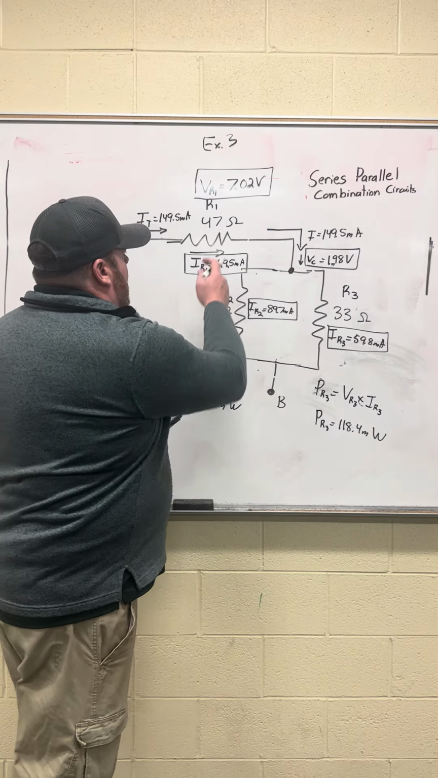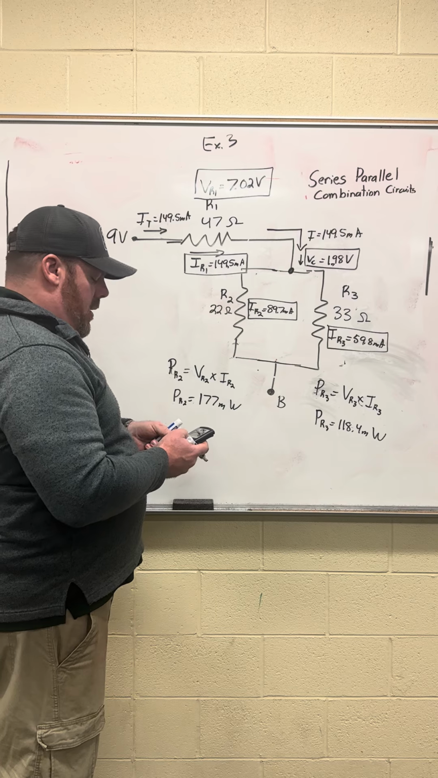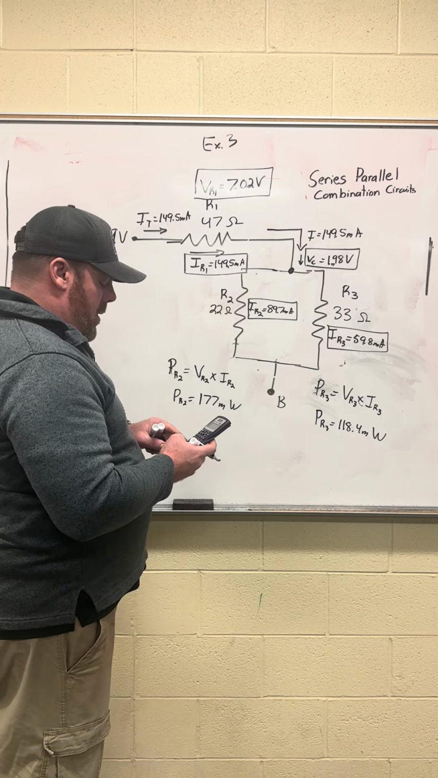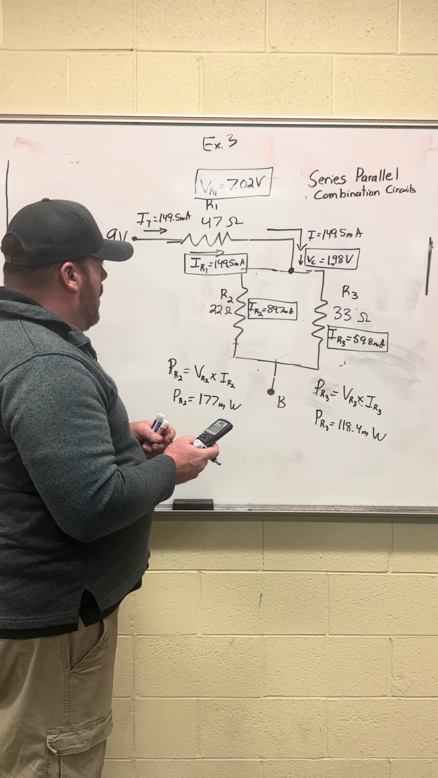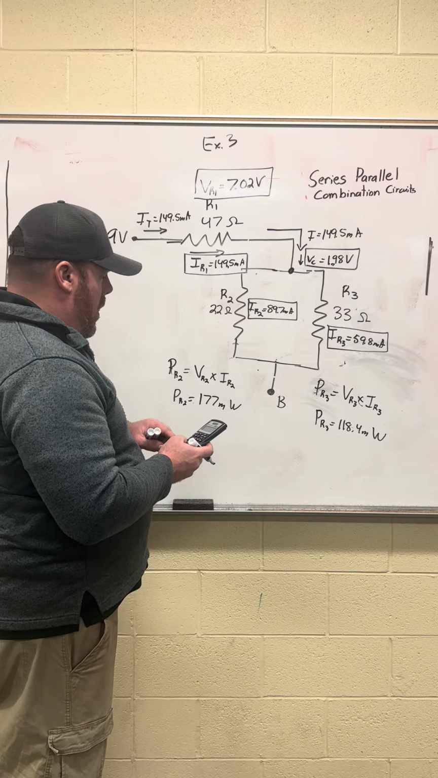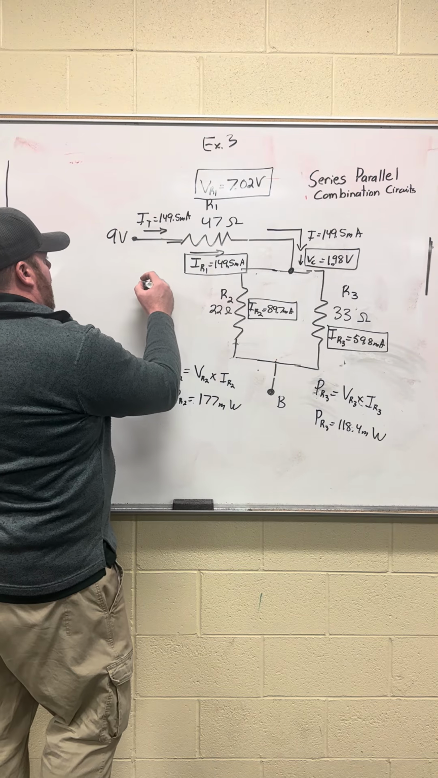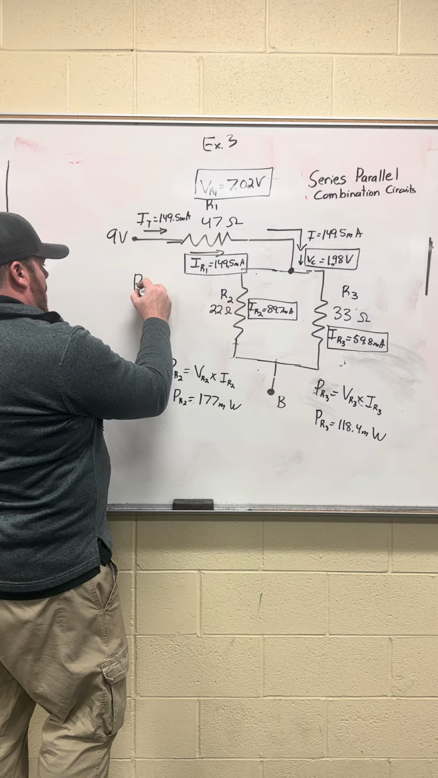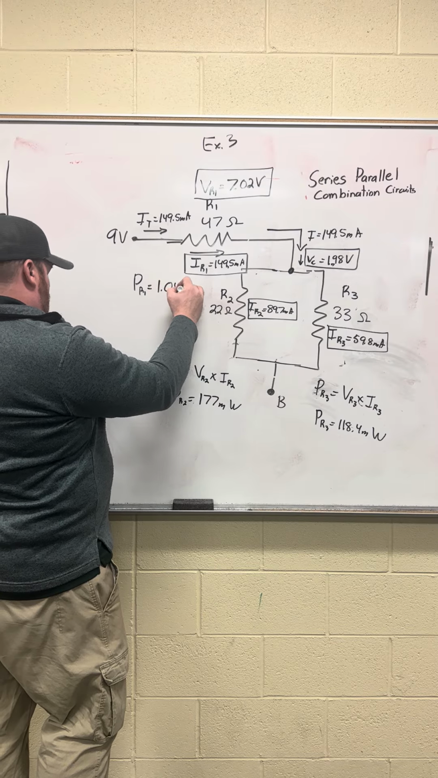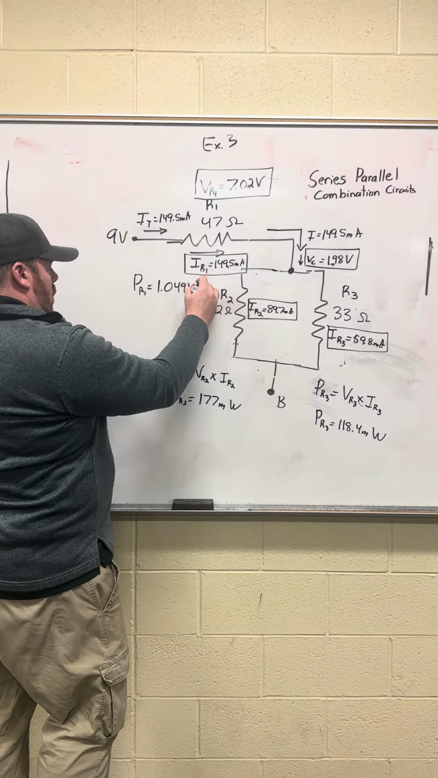And then lastly, we'll look at R1. We had a voltage drop of 7.02 and a current flow of 149.5 milliamps. We would have gotten a power consumption at R1 equal to 1.04 watts.